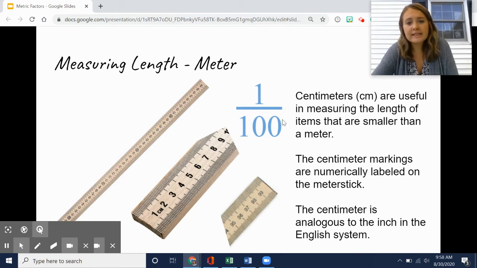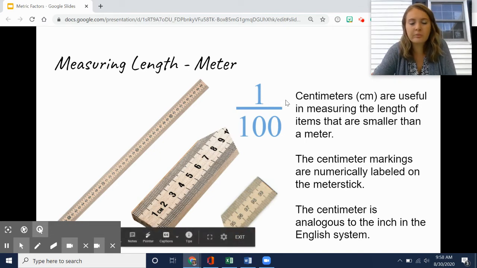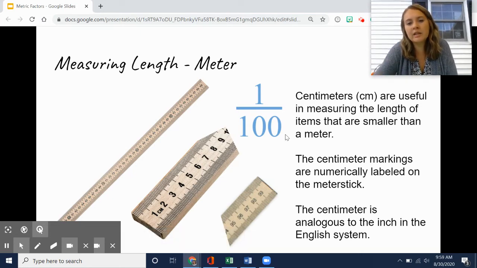All right, so we should see that 1 meter fits 100 centimeters. It doesn't make sense that 1 centimeter can fit 100 meter sticks. And then remember, the flip-flop to that would be that 100 centimeters is equal to 1 meter, or 100 centimeters over 1 meter. Okay, make sure you add that to your sheet.